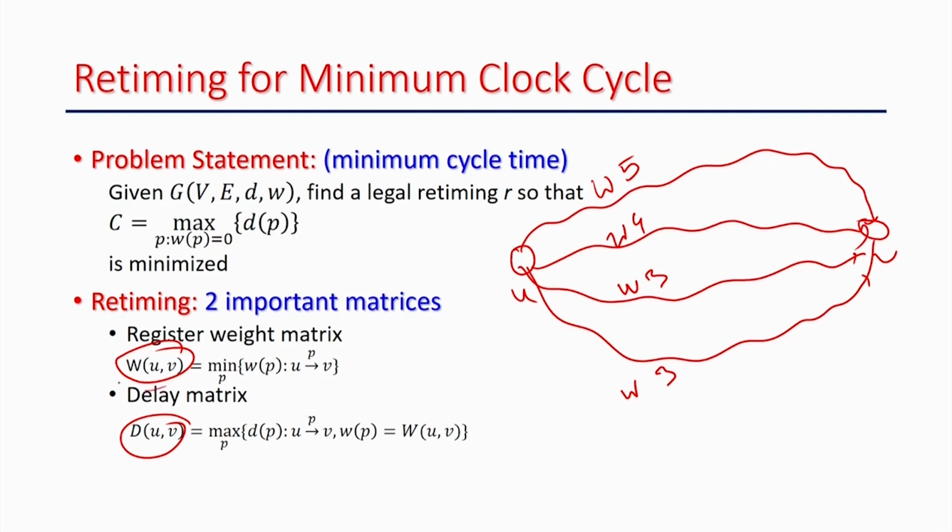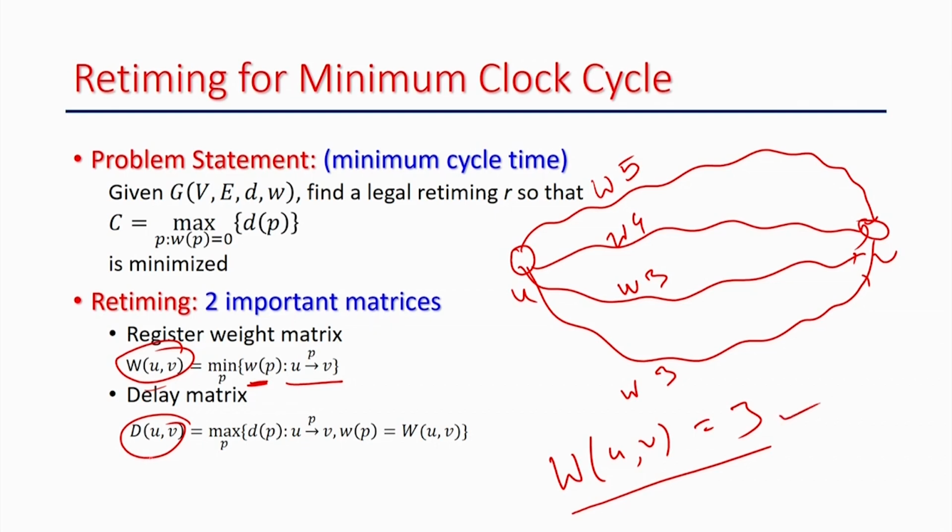W(u,v) means, for all paths from u to v, the minimum weight. So, for this particular example, W(u,v) will be 3, because I have 4 paths and the numbers of registers are 5, 4, 3, and 3. So, there are 2 paths which have 3 registers. So, W(u,v) is 3. For each pair u, v, I can find out this value.